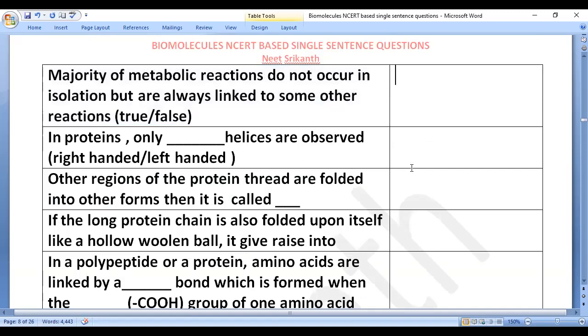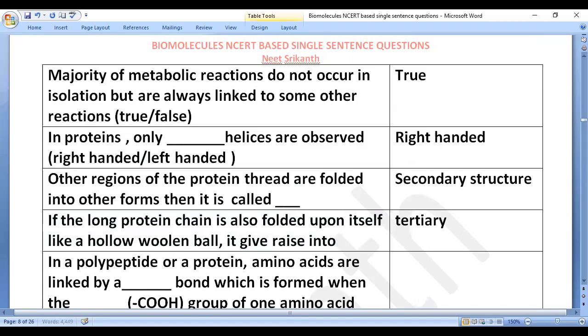The majority of metabolic reactions do not occur in isolation but are always linked to some other reactions. True. In proteins, only right-handed helices are observed. Other regions of the protein thread are folded into other forms, called secondary structure. If the long protein chain is folded upon itself like a hollow woolen ball, it gives rise to tertiary structure.